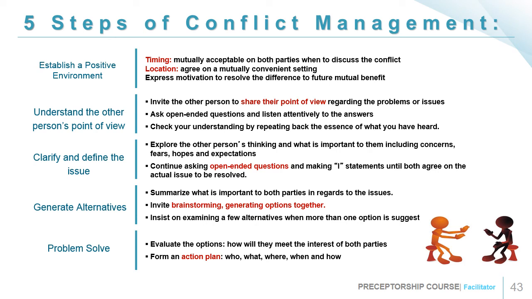Clarify and define the issue. Explore the other person's thinking and what is important to them, including concerns, fears, hopes and expectations. Generate alternatives. Practice brainstorming and generating options together. Insist on examining a few alternatives when more than one option is suggested.